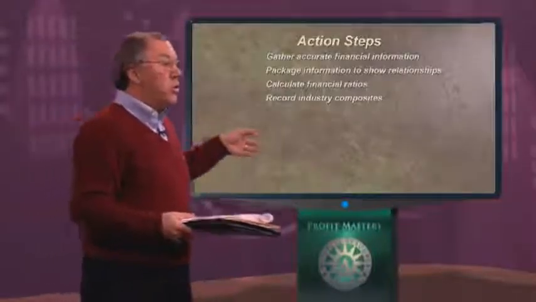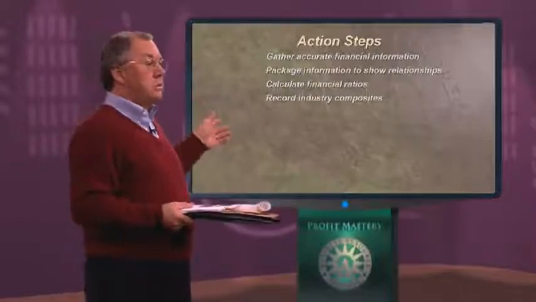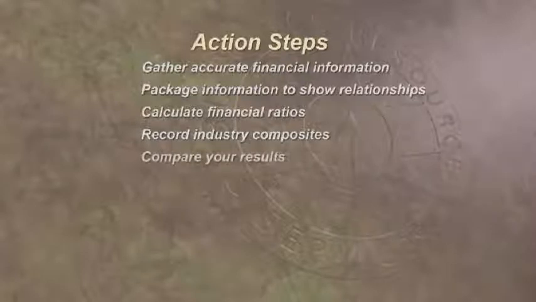Number 4, record industry composites. What is that? What's the word we might use? Benchmarks. Why do we want to measure against the industry? So we can know where you stand in relation to everyone else. And there's a host of sources of information that will give us benchmarking data. For some of our clients, we actually produce that data. They send us their financial statements and we produce it. Compare your results. And I have to say that this is normally where the action stops. And the two most important are the last two, aren't they?